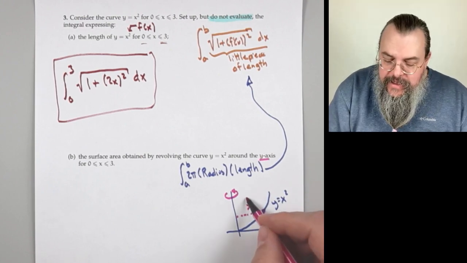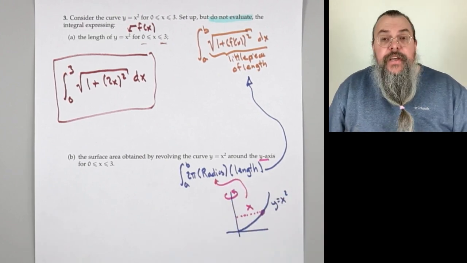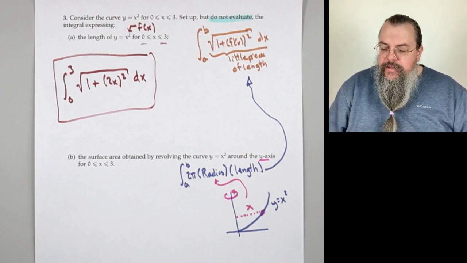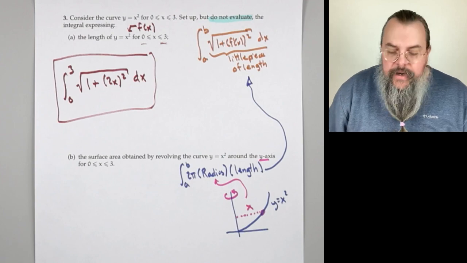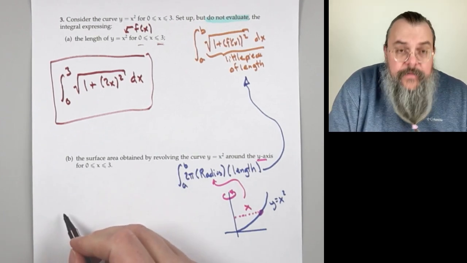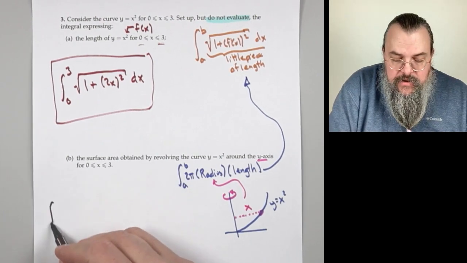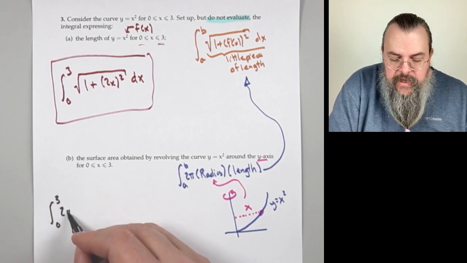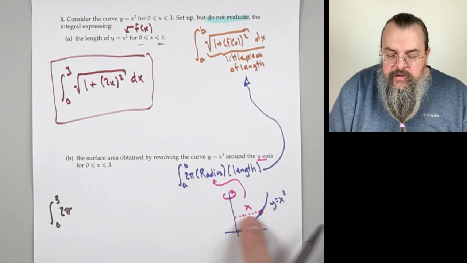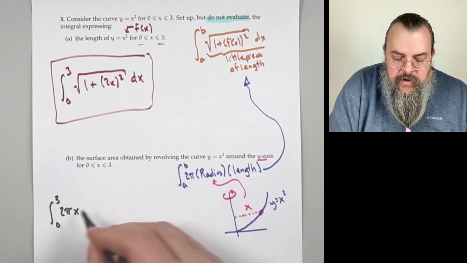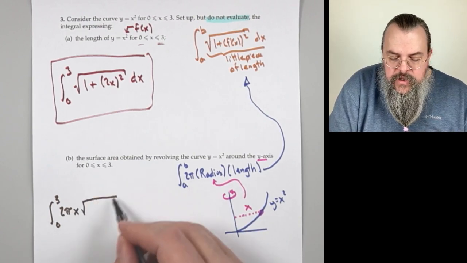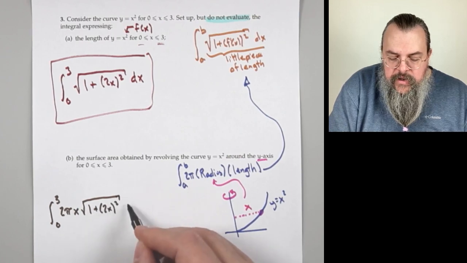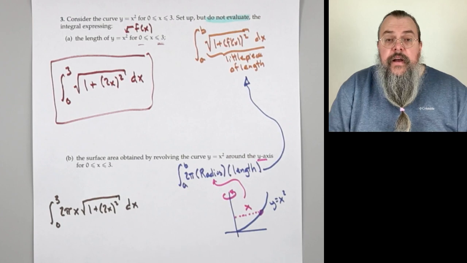So that is what goes here. And now we have all our pieces, so the last thing for us to do is write it out. So we still have our same bounds, integral 0 up to 3, our 2 pi, our radius is x, then we have our square root, 1 plus 2x squared dx.